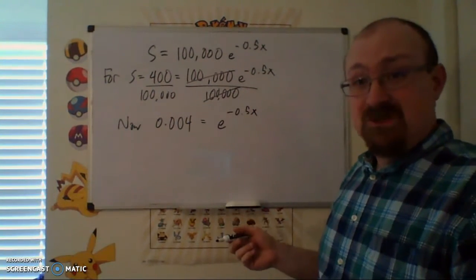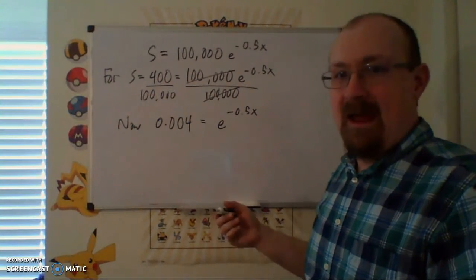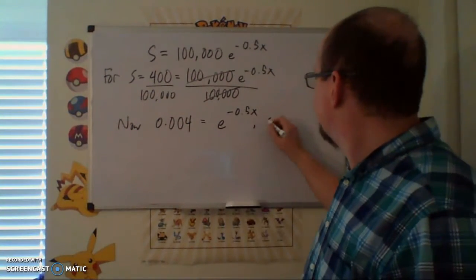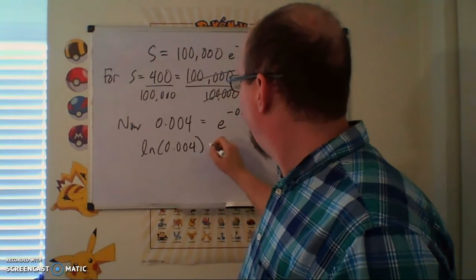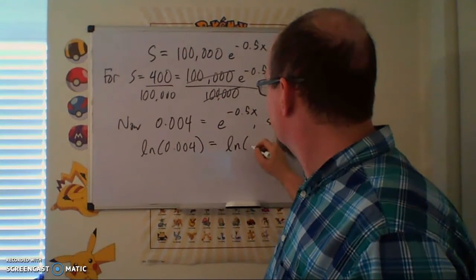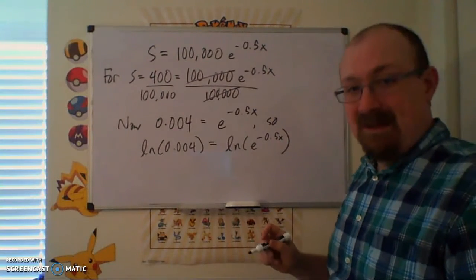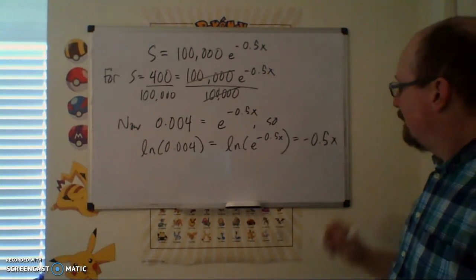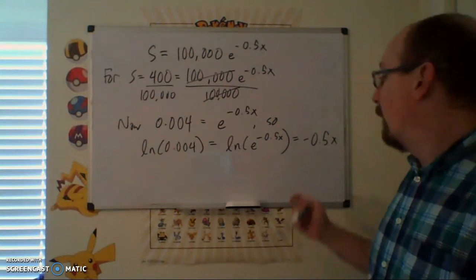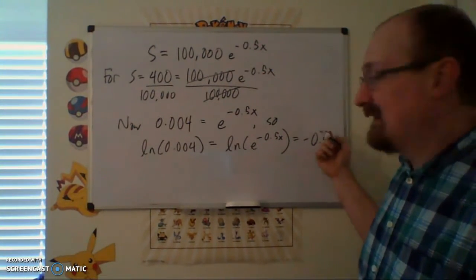So, just like we've seen in the past couple of examples, let's take a natural log and then we'll be able to isolate x. So, ln 0.004 equals ln e to the negative 0.5x. Since this is a base e log, splat. The ln and the e both go bye-bye. We're left with negative 0.5x, and so now we just need to get x by itself via division.